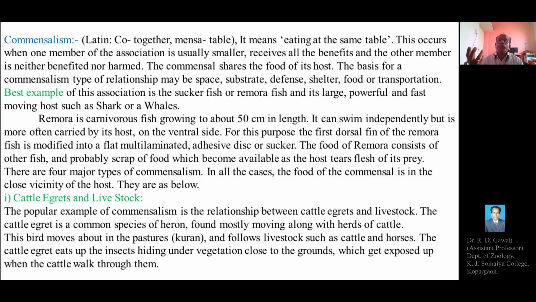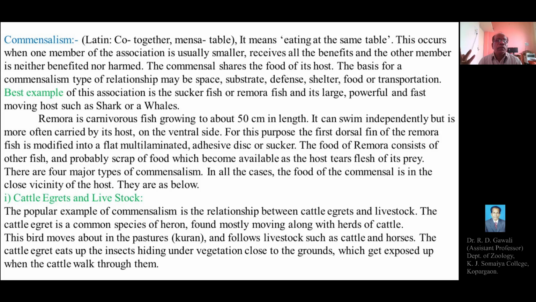For this purpose, the first dorsal fin of the remora fish is modified into a flat multilaminated adhesive disc, or sucker. With the help of this sucker, the remora fish remains attached to the ventral side of the body of the shark. The food of the remora fish consists of other fish and probably scraps of food which become available as the host, the shark, tears the flesh of its prey, that is other fish.